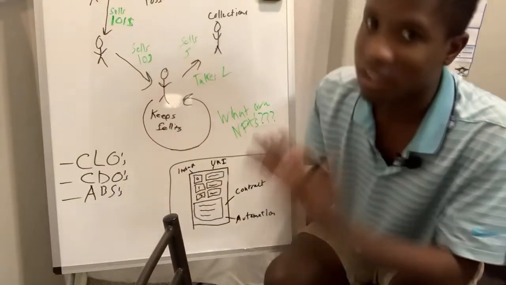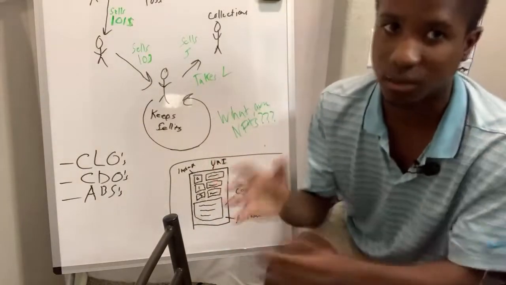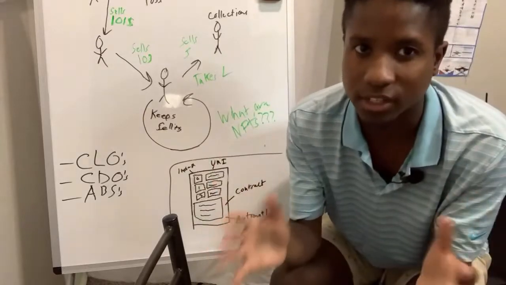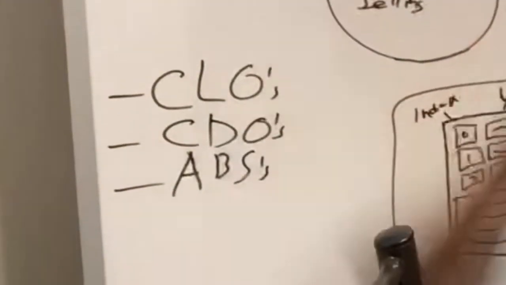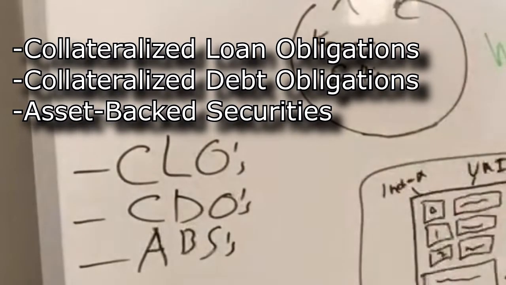Now, to the main thing. So let's talk about tokenizing debt. Well, what are typical ways people tokenize debt already? And I wrote these down over here. I got CLOs, CDOs, and ABSs. So CLOs are collateralized loan obligations, CDOs are collateralized debt obligations, and ABS are asset-backed securities.